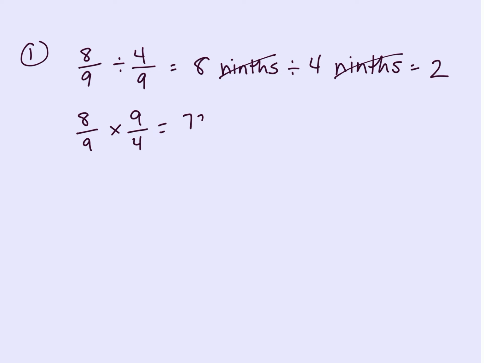8 times 9 is 72, and 9 times 4 is 36. 36 goes into 72 2 times.